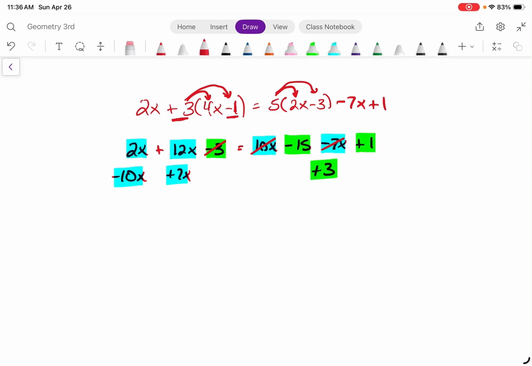So the rule is we want all of our x's, or all of our variables, on one side, and all of our non-x's, or all of our numbers, on the other side. It doesn't matter which one you put on which side, but that's what we want.